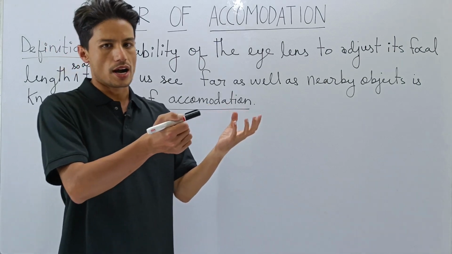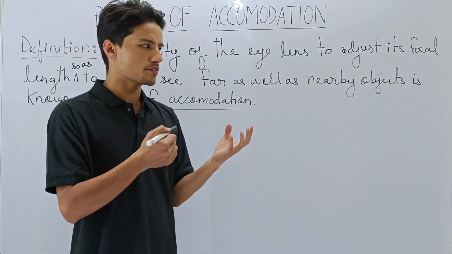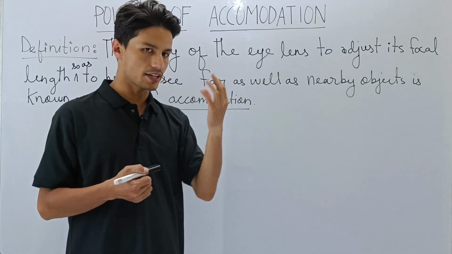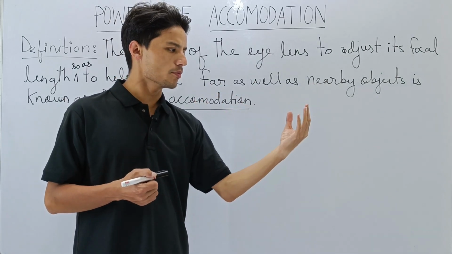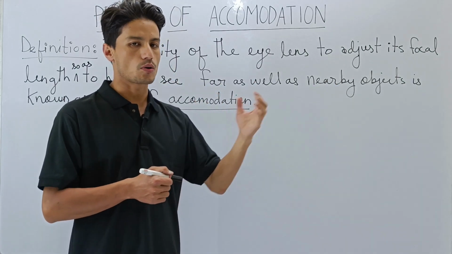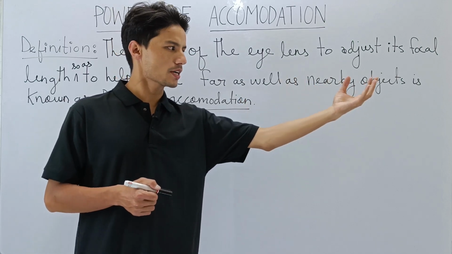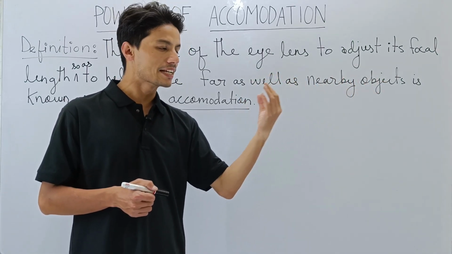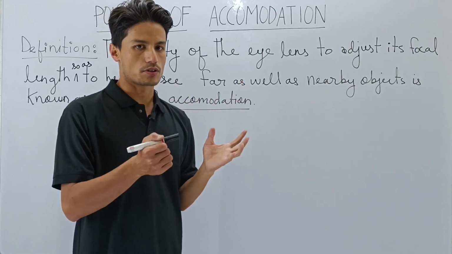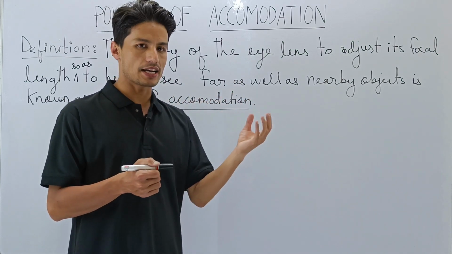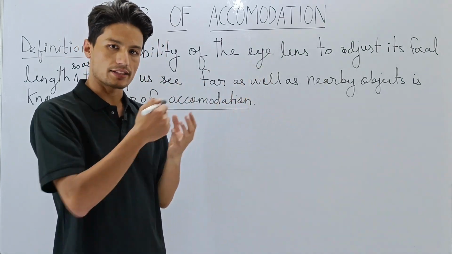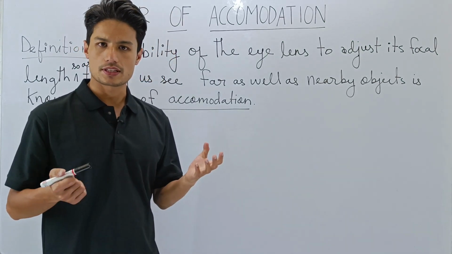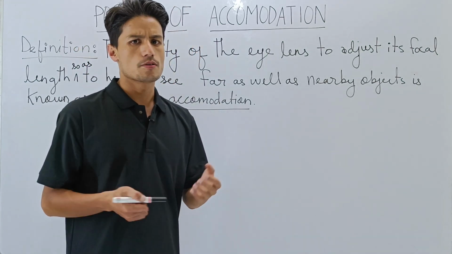So our eyes receive light coming from far distant objects, as well as light coming from near objects also. So our eyes receive both rays coming from far objects as well as light coming from near objects. So this ability of the eye lens to receive light is known as power of accommodation. I hope it is clear enough. We will discuss more into it.